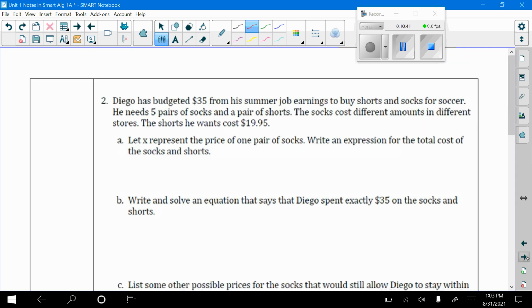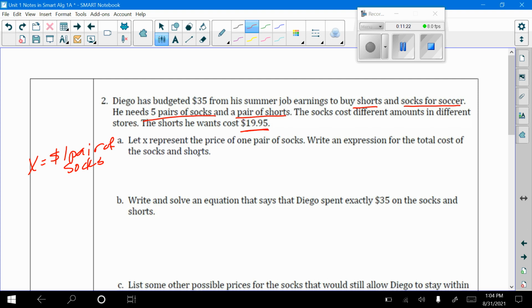So number 2. Looking at number 2, Diego has budgeted $35 from his job earnings to buy shorts and socks for soccer. He needs 5 pair of socks and a pair of shorts. Socks cost different amounts in different stores. The shorts he wants are this much. So let x represent the price of 1 pair of socks. Write an expression for the total cost of socks and shorts.